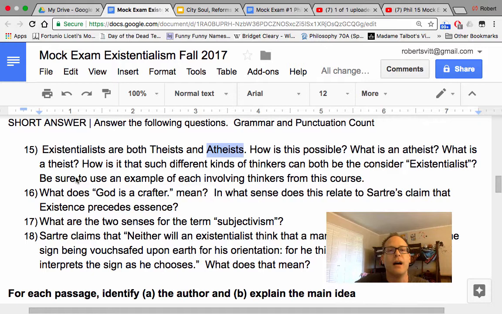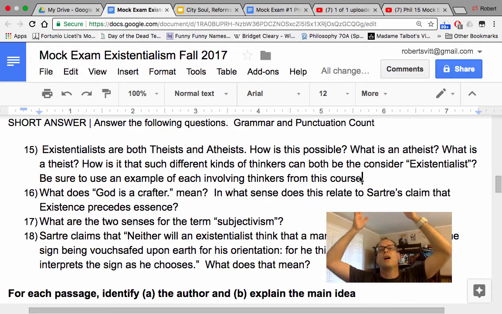Last point here, be sure to use an example of each. Well, look, you've got Sartre, S-A-R-T-R-E, and Kierkegaard. Kierkegaard was the theist. Kierkegaard means, I'm pretty sure in Danish, church garden. So there you go. It's easy to remember. Church garden, Kierkegaard. Boom, he believes in God. Sartre is more of an atheist, and so he doesn't believe in God. But they're both existentialists.